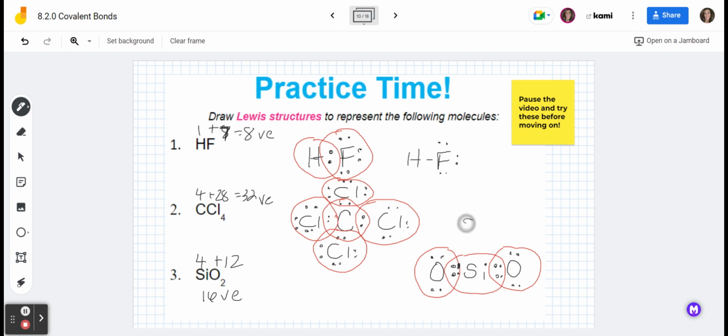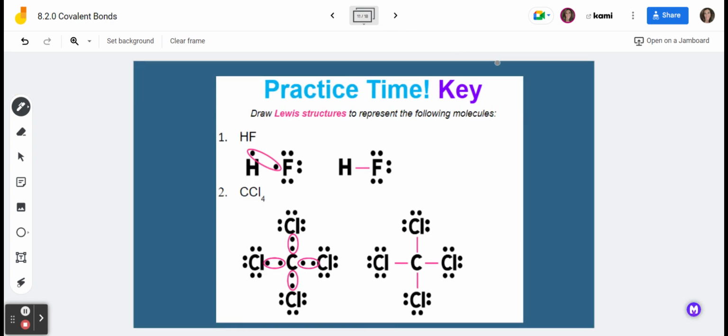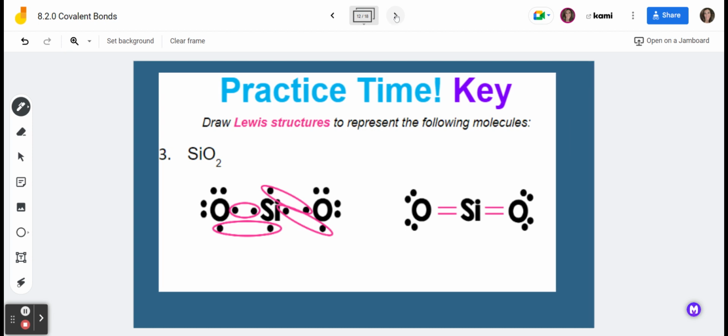So it would look like this. Should you want to draw the lines instead? So sometimes you have more than one double bond. Now the molecules are going to tend to form 2 double bonds instead of 1 triple bond. Remember that it does go in that priority, like single, double, then triple. So I guess this is the key too. This is a little nicer looking, but you saw my process in case you needed that. And there's silicon dioxide.